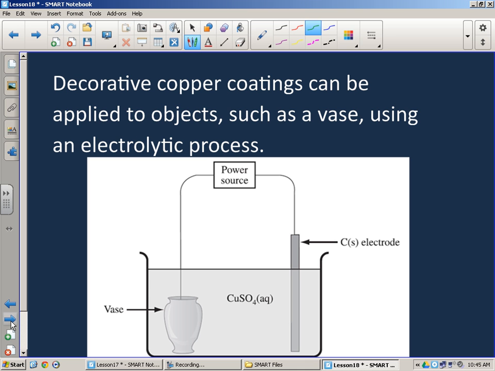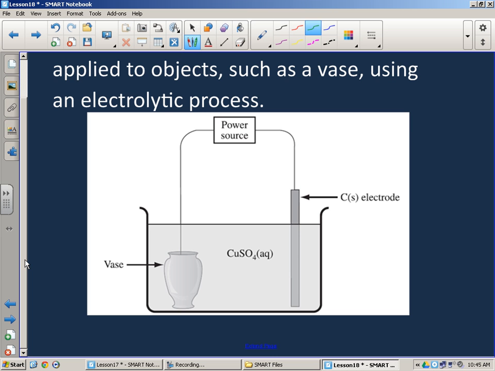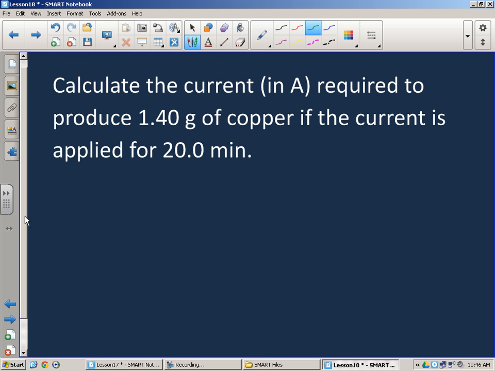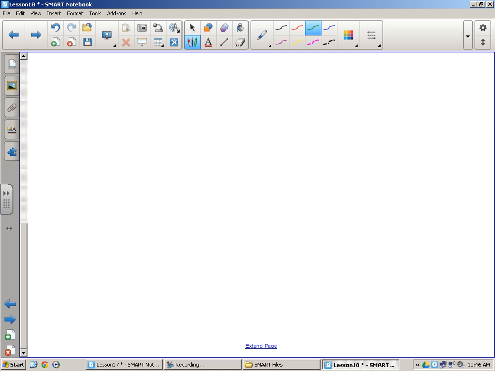So the general equation looks something like that. But here's an example where you have a copper 2 sulfate solution, and basically you have an inert electrode, but copper 2 plus would be added onto here and coat this decorative vase in copper, for example. And a power source would need to be used for this. So then we can talk about how many amps are required to produce 1.40 grams of copper on this vase, for example.